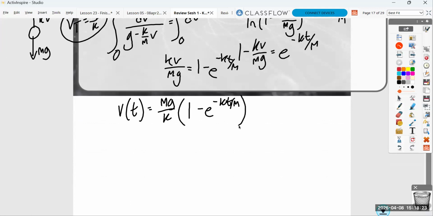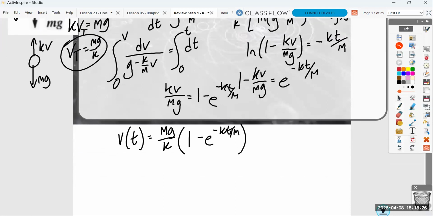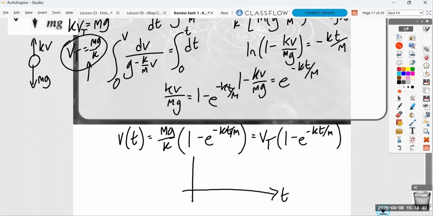That mg over k, by the way, is our terminal velocity. So this actually reads as our terminal velocity times 1 minus e to the negative kt over m. And the way that this graph looks over time, and it's really important, actually, the derivation comes up sometimes, the graph comes up a lot, is that whatever your terminal velocity is, your velocity is going to start out at 0 and asymptotically approach your terminal velocity.